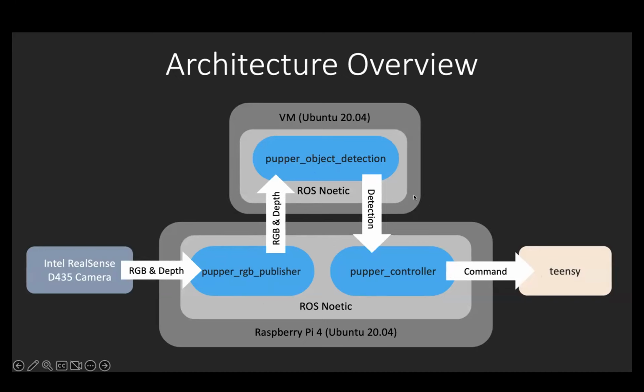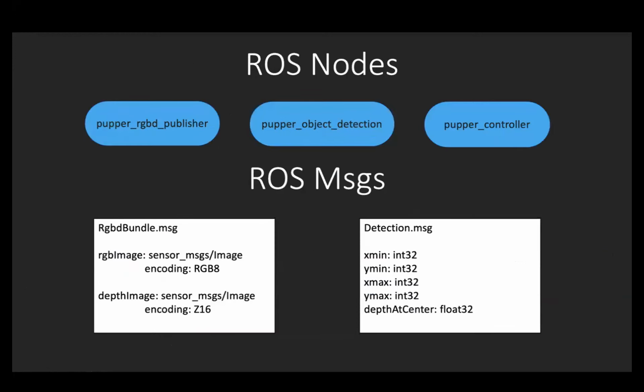Originally, we were trying to do all of this on the Raspberry Pi that's on board Pupper, as we'll discuss in a little more detail later. That wasn't computationally feasible, so we offloaded the Pupper object detection to a different machine, in this case, a VM running Ubuntu on Jared's laptop, which worked out pretty well. So I'll let Jared talk a little bit about the high-level ROS architecture.